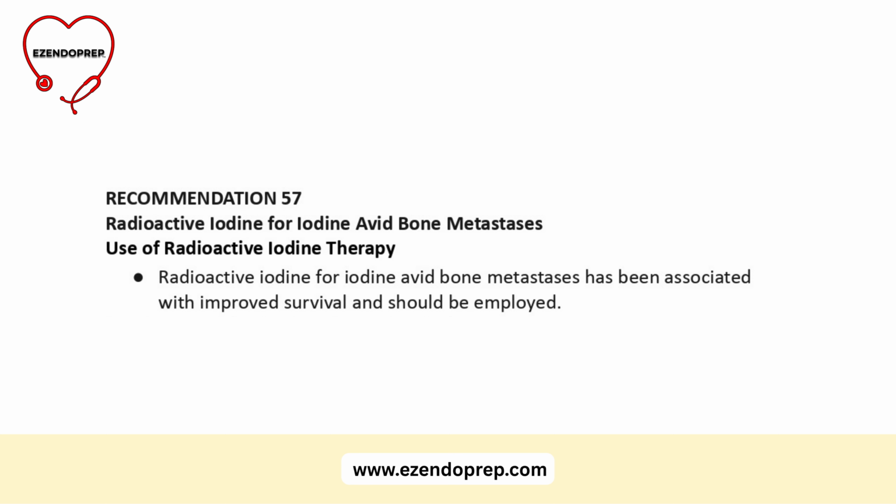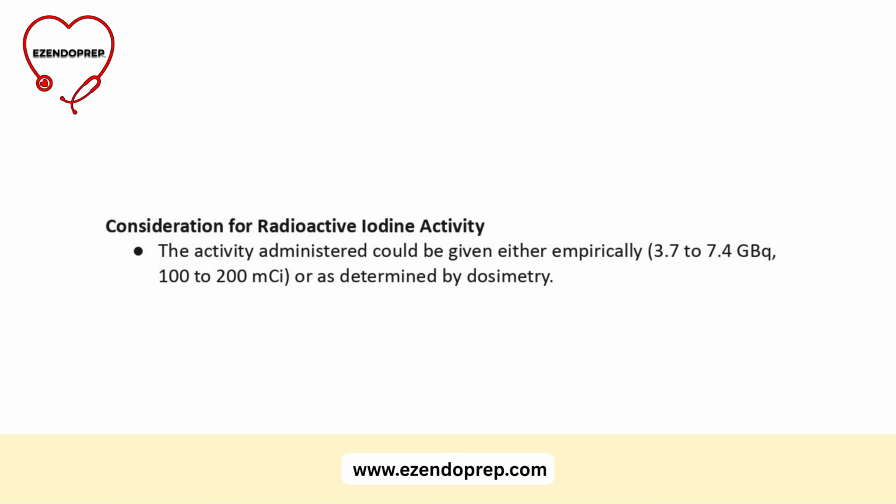Let's begin. First, bone metastases. Radioactive iodine improves survival in patients with bone metastases that still absorb iodine, and it should be used in this setting. The dose can be given as a standard range of 100 to 200 millicuries, or it can be determined more precisely by using dosimetry.